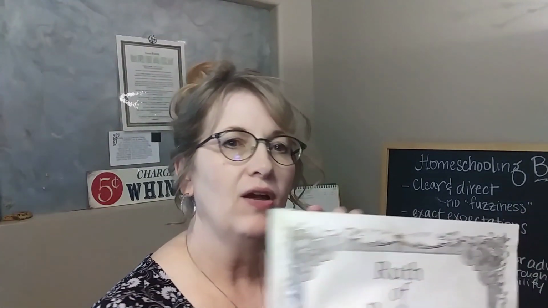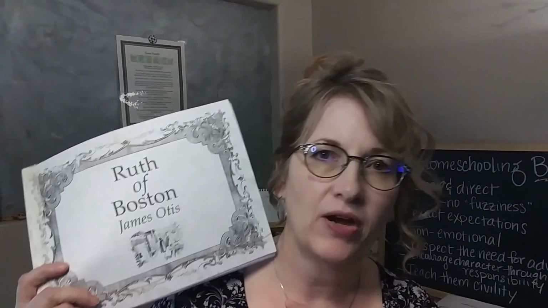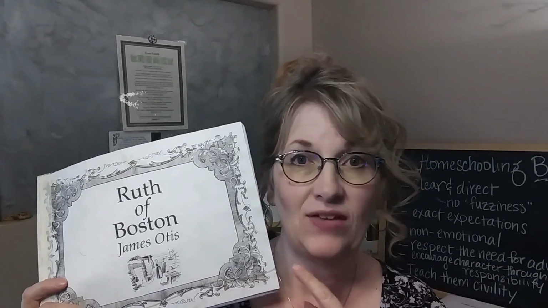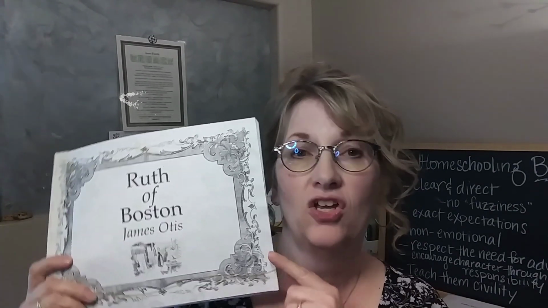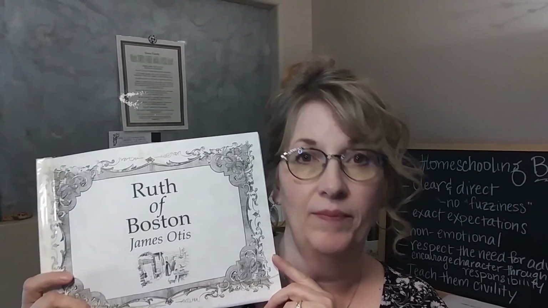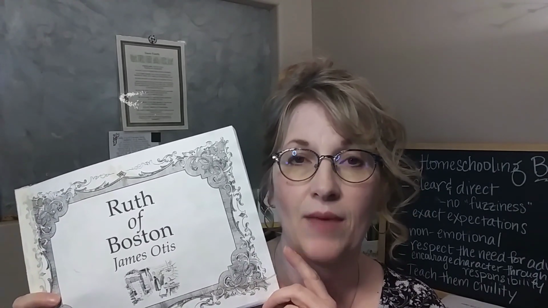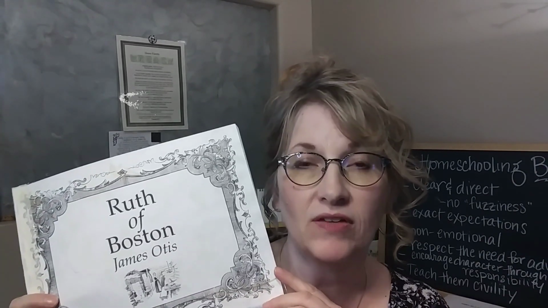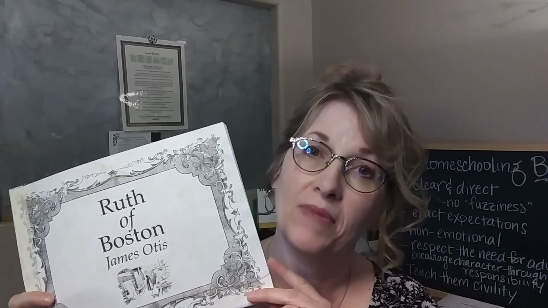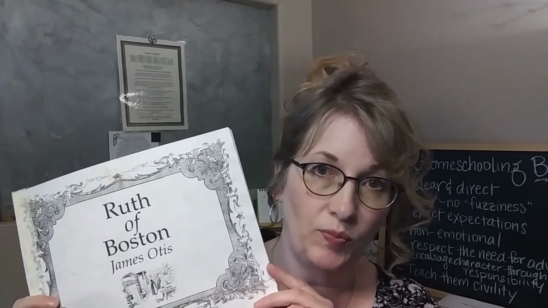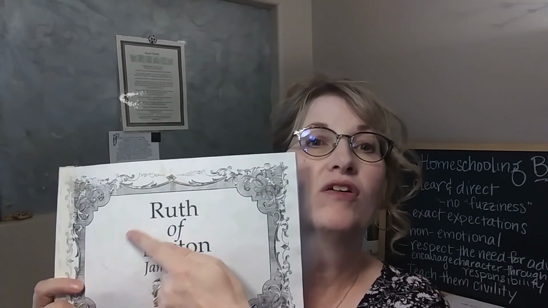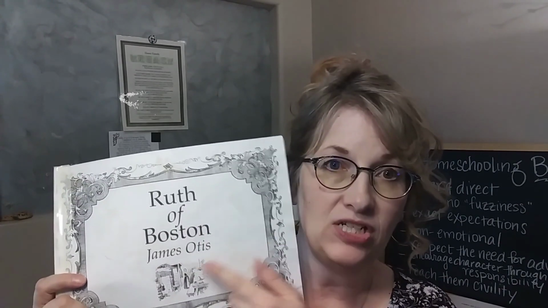Okay, so here is something I printed out from Heritage History. These are historical novels by James Otis, and if you have a chance to have your kids use these to learn about our American history, they are amazing. They are jam-packed with all kinds of information about how people lived during those times and the different events that happened, but they're told from the perspective of a story, which makes them much more interesting than a dry history book. And this one in particular is called Ruth of Boston by James Otis.